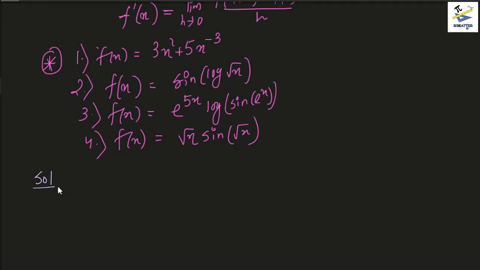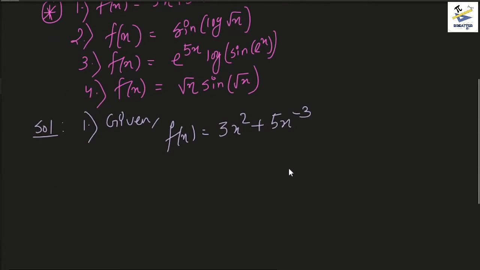So solution number 1. Now given f of x is equal to 3x square plus 5x to the power minus 3, right? Now we want to have the derivative of this thing.